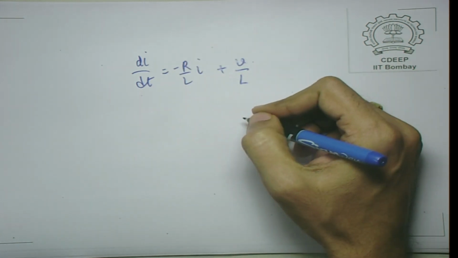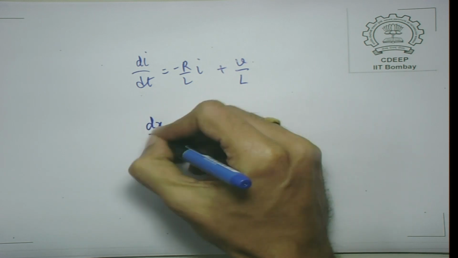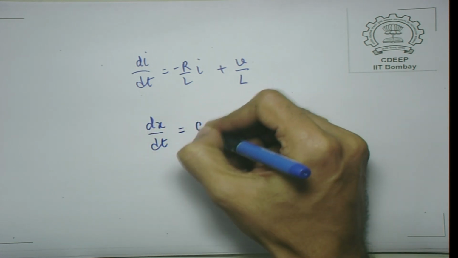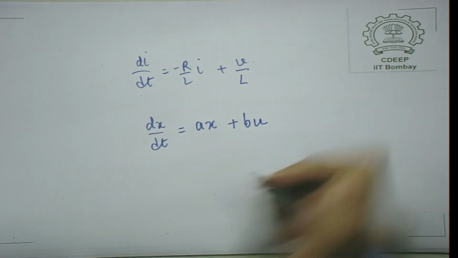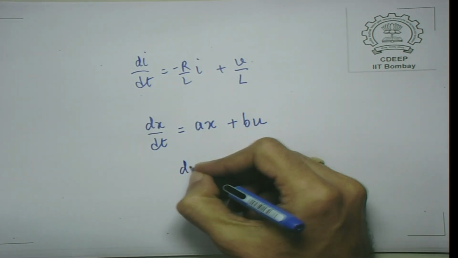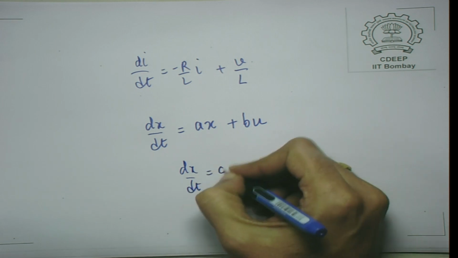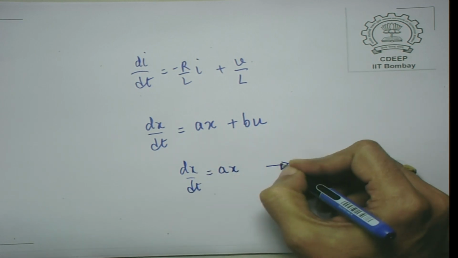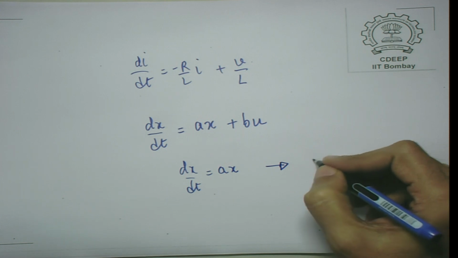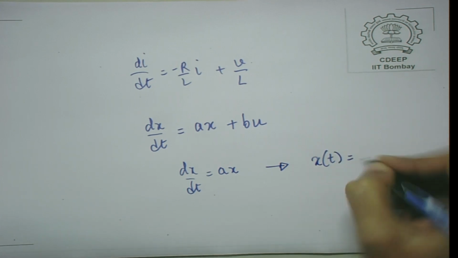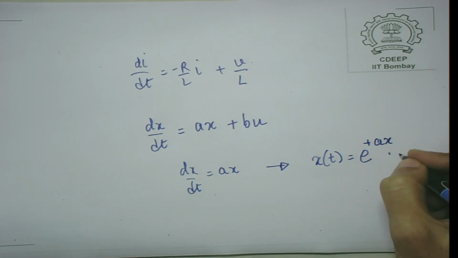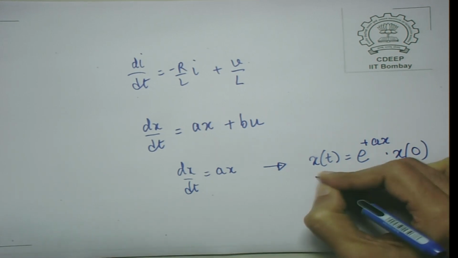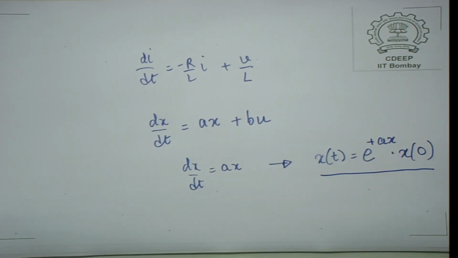is an example of a differential equation, and if you want to solve a differential equation dx by dt is equal to Ax plus Bu, what is the solution? In case B is 0, that is dx by dt is equal to Ax, you know that the solution to this is x of t equal to e raised to At into x of 0. This is the solution of this simple differential equation.